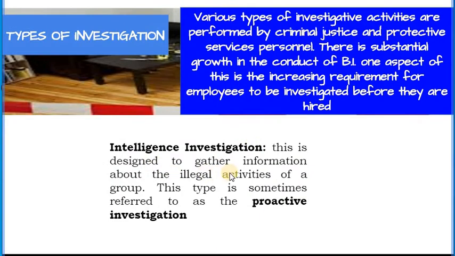Next, intelligence investigation. So, what is intelligence investigation? This is designed to gather information about the illegal activities of a group. This type is sometimes referred to as the proactive investigation.